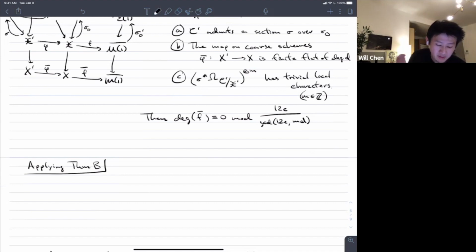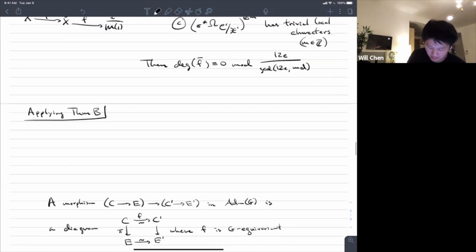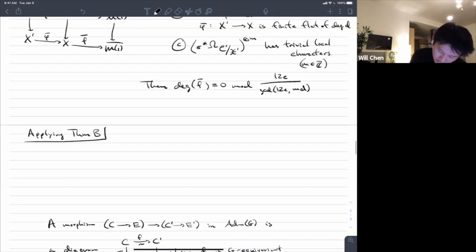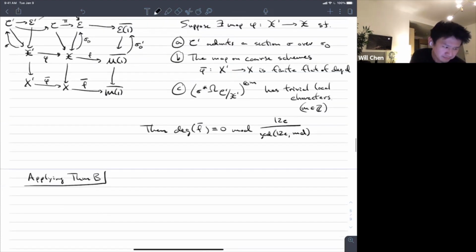Okay, so applying theorem B. I realize I'm running low on time. I have maybe one more half page. Okay, so how do we apply theorem B?